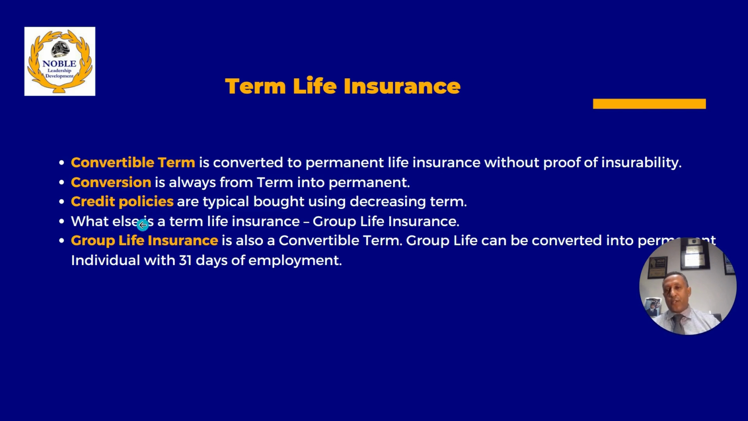Other types of term could be a credit policy. So with a credit policy, you take a loan and then you want to have an insurance to protect that loan, right? So with a loan, the face amount is always going to decrease like a mortgage. So we use a decreasing term for credit policy as well, right?